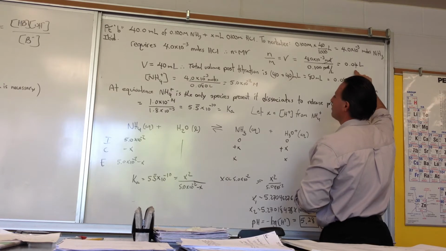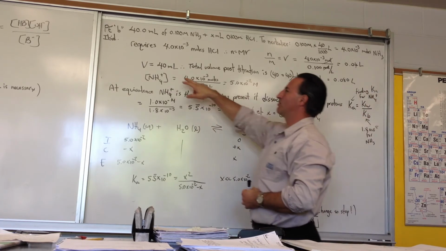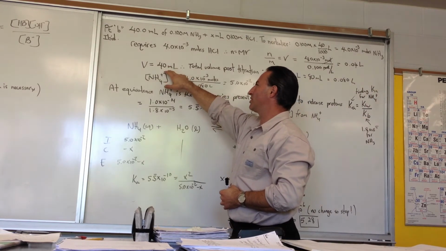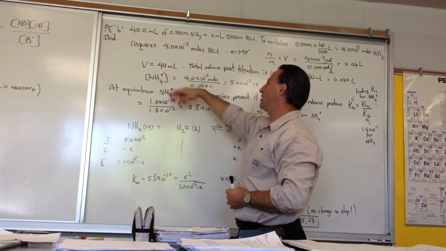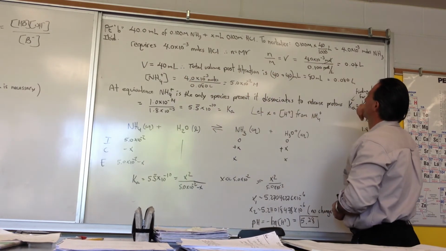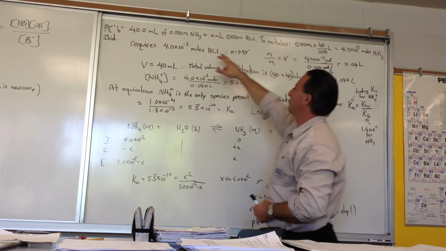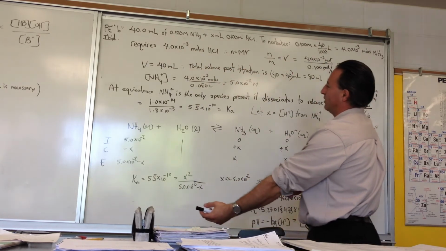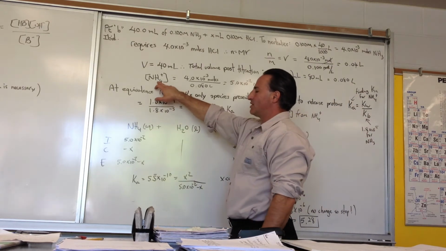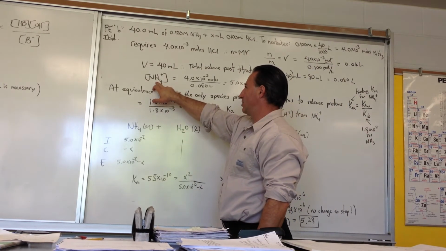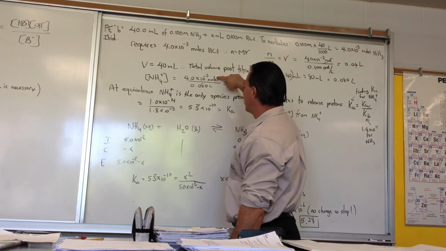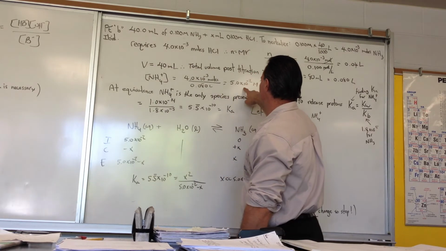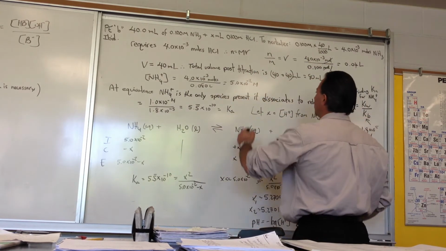Now the total volume of the solution post-titration will be given by the 40 mLs of the hydrochloric acid that was added, plus the 40 mLs of the ammonia solution that we had originally. So the total volume will be 80 mLs, or 0.08 of a liter, and that's going to be necessary to calculate the ammonium ion concentration. Here's the amount of ammonium, here's the volume of the solution, there's the concentration of ammonium.